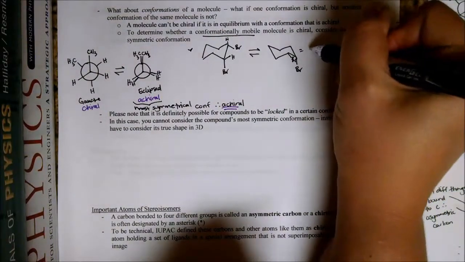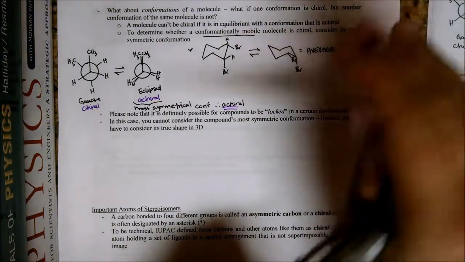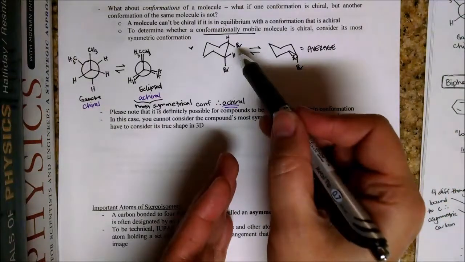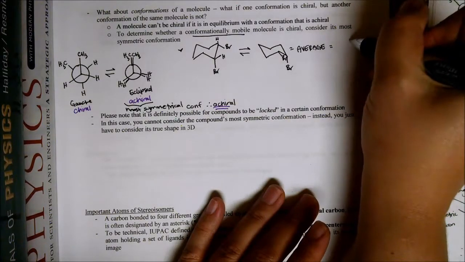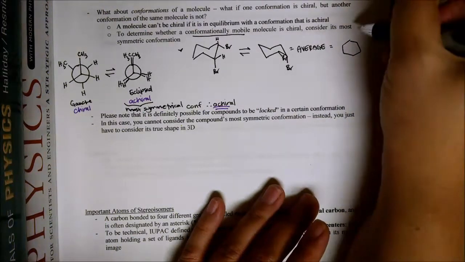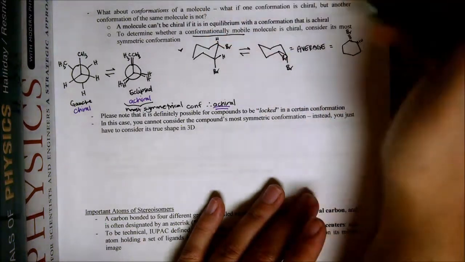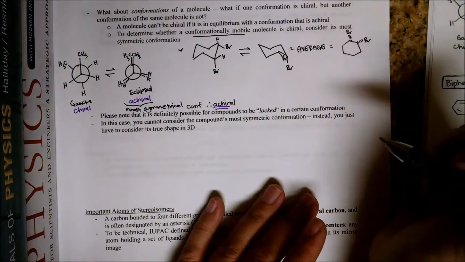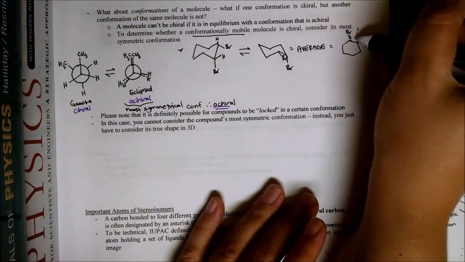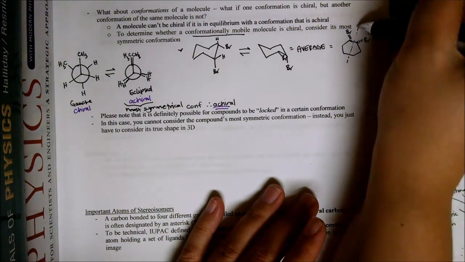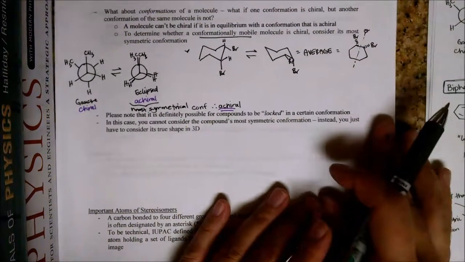But if we think about the average, because it's going through both of these interchangeably, since one was axial and one was equatorial. They're equal in energy. So if we think about the average, it looks like the flat cyclohexane, where both of those bromines are down. You're on top of the molecule, and both of those bromines are down. Now do you see the mirror plane? I definitely do. It's right here. There's the mirror plane through the molecule.